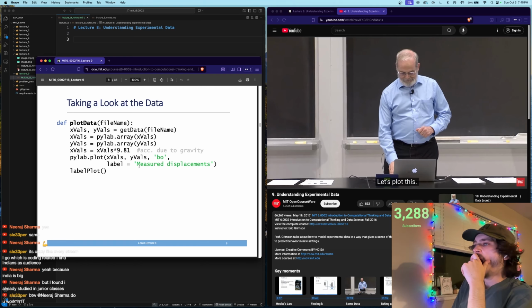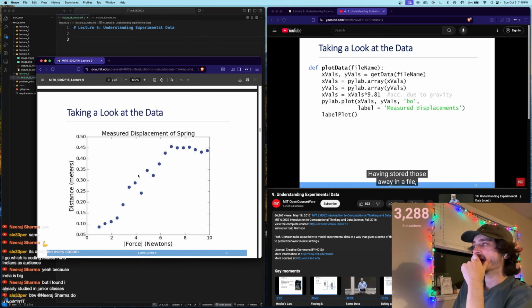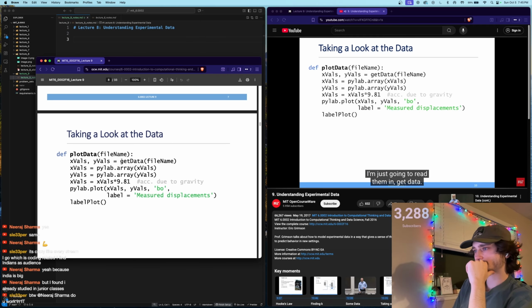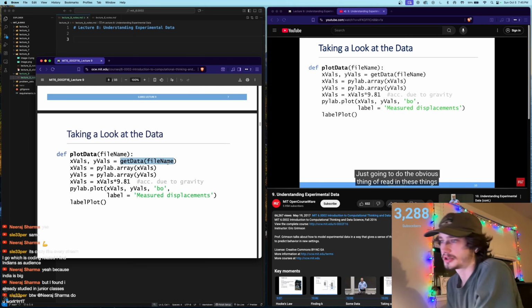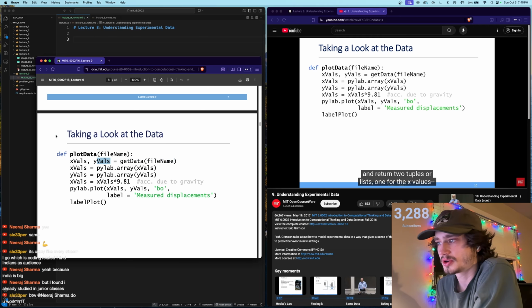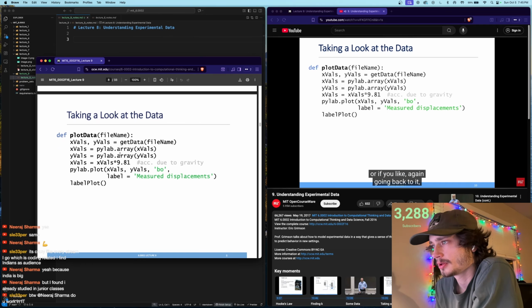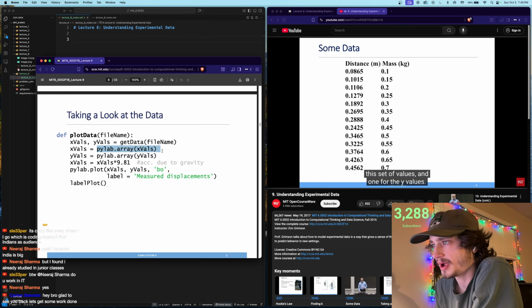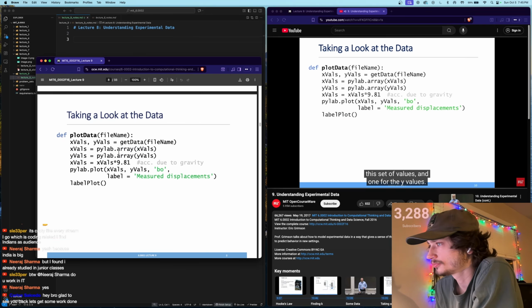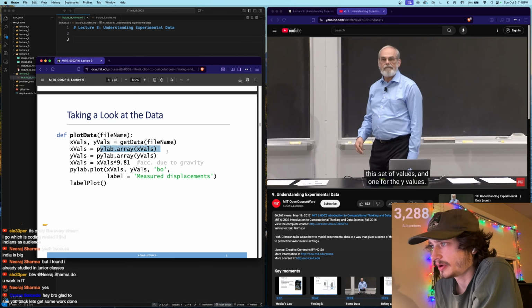Let's plot this. So here's a little file. Having stored those away in a file, I'm just going to read them in. Get data is just going to do the obvious thing of reading these x values and y values and returning some sort of lists, or tuples, one for the x values and one for the y values. So you make arrays, which makes them faster.